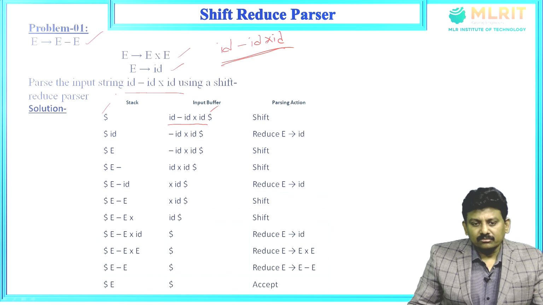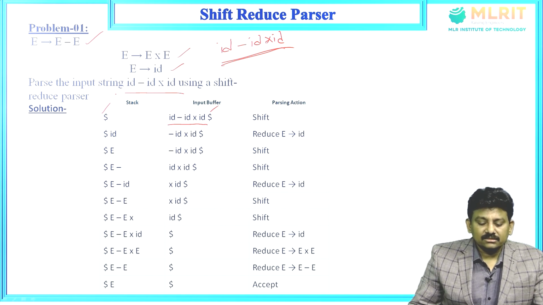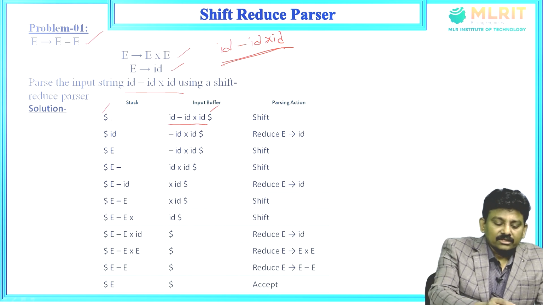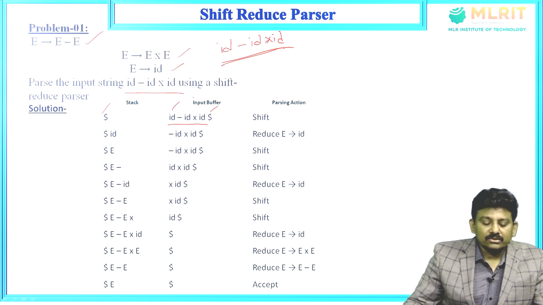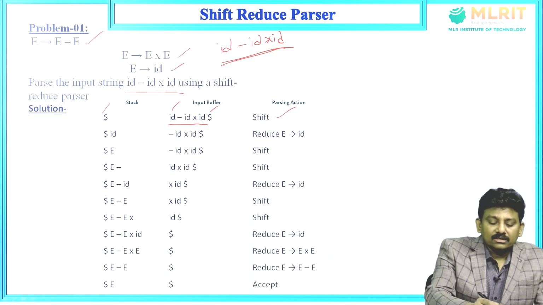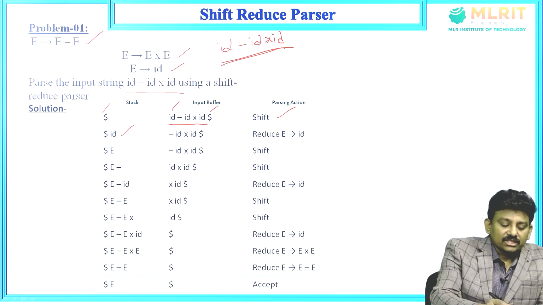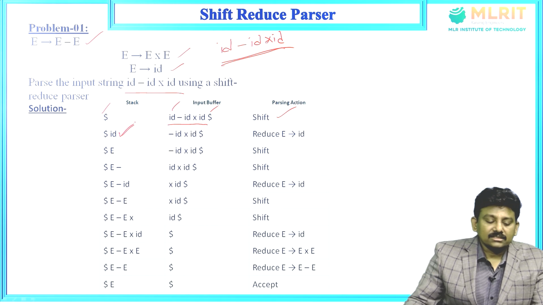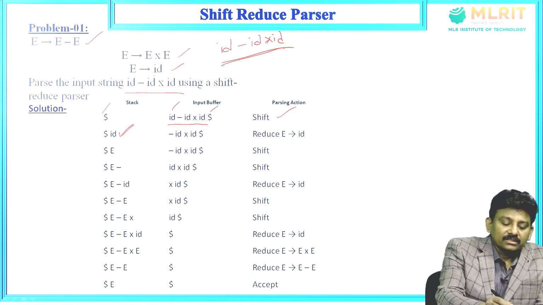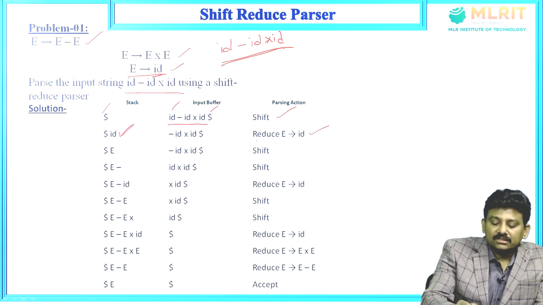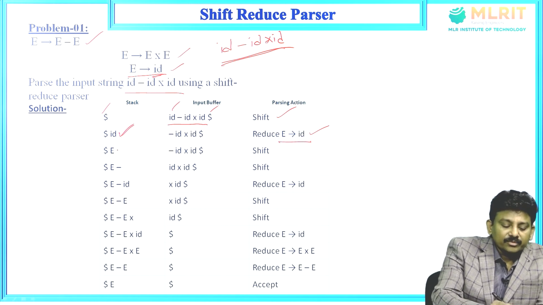The shift reduce parser performs four actions: shift action, reduce action, accept action, error. First, the stack is empty and the symbol is there in the input buffer, so we shift the input symbol onto the stack, that is ID is shifted onto the stack. Then we have to check whether this ID is a handle or not. Yes, this ID is a handle because it matches the body of the production E derives ID. So we can reduce this ID to E, so we perform the reduce action. E derives ID. ID is reduced to E, that is ID is replaced by E.